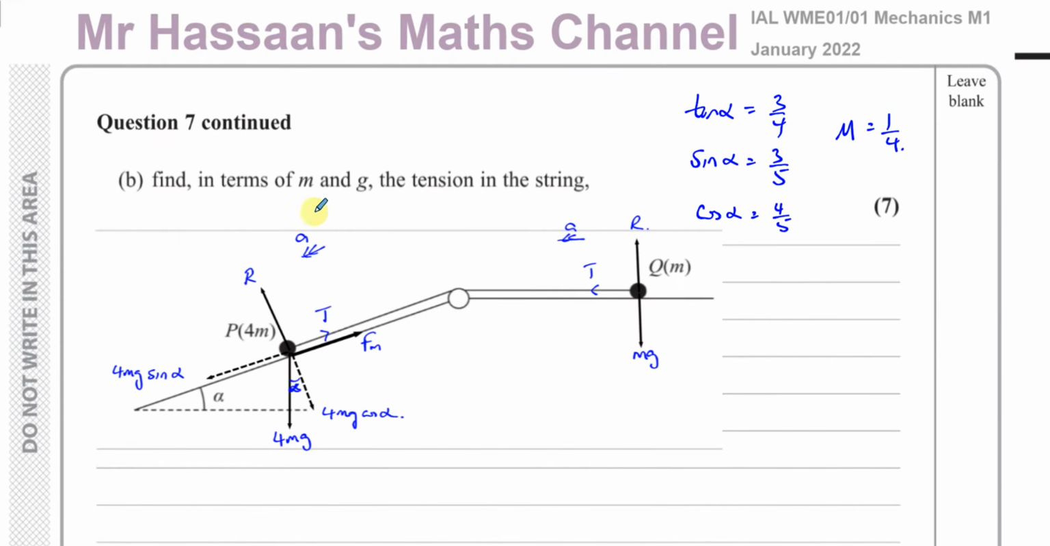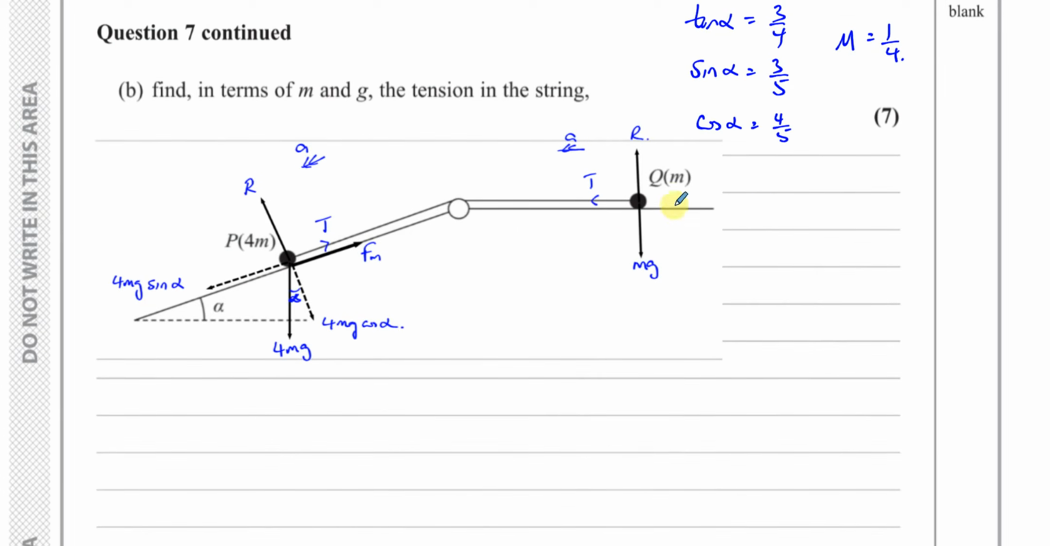It says find, in terms of m and g, the tension in the string. So we've got to find the value of the tension. This is some of the information from the question. We know the value of tan alpha, therefore the sine and the cosine of alpha. We also know that the coefficient of friction is 1/4. We also know from the first equation that the tension in the string is equal to ma, because of the forces acting on particle Q. Now P is going down the plane in this direction, so I'm going to resolve the forces parallel to the plane.